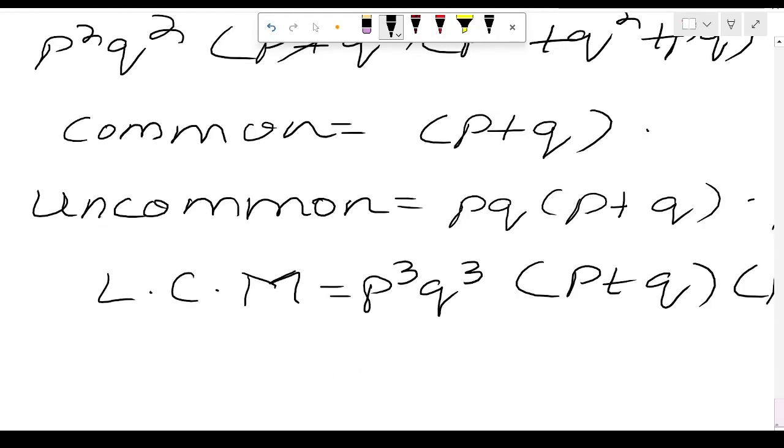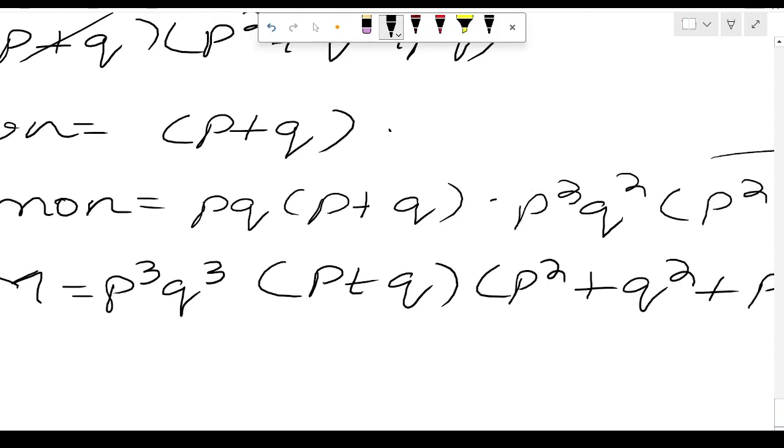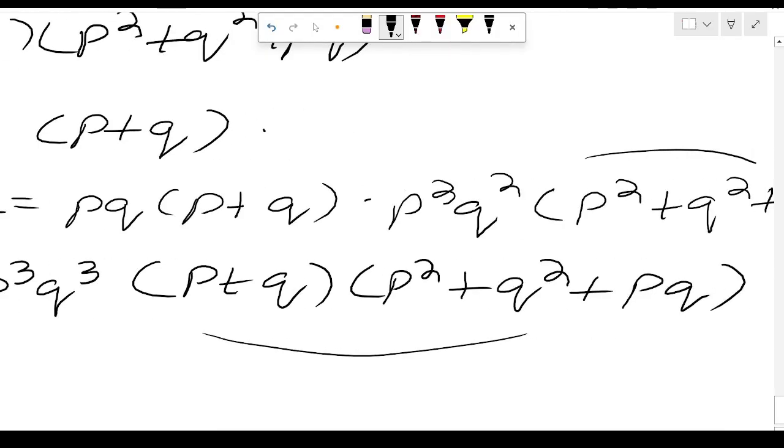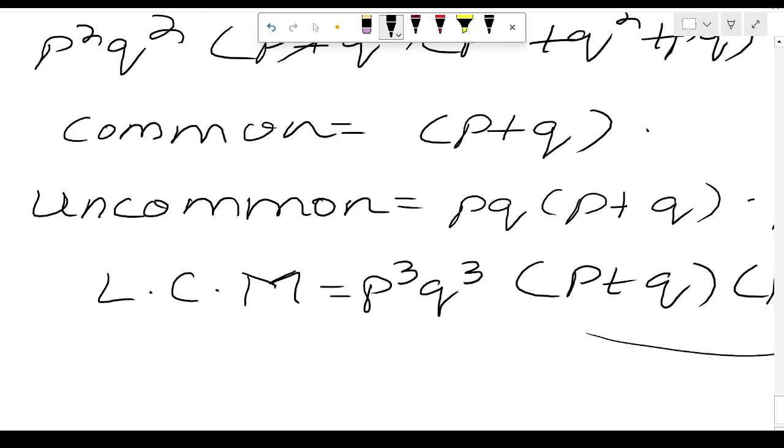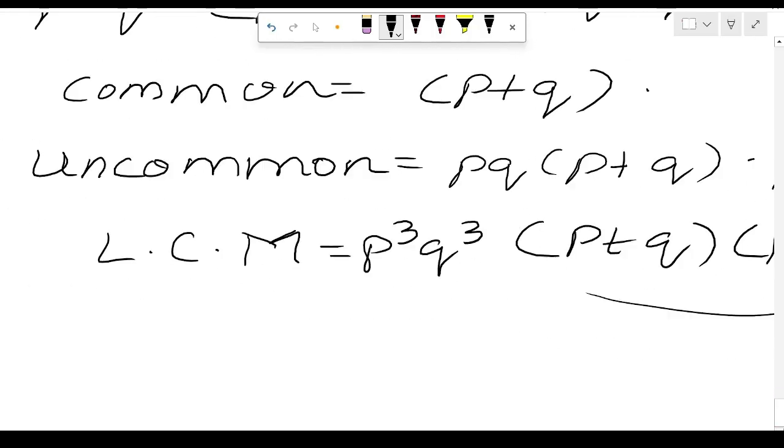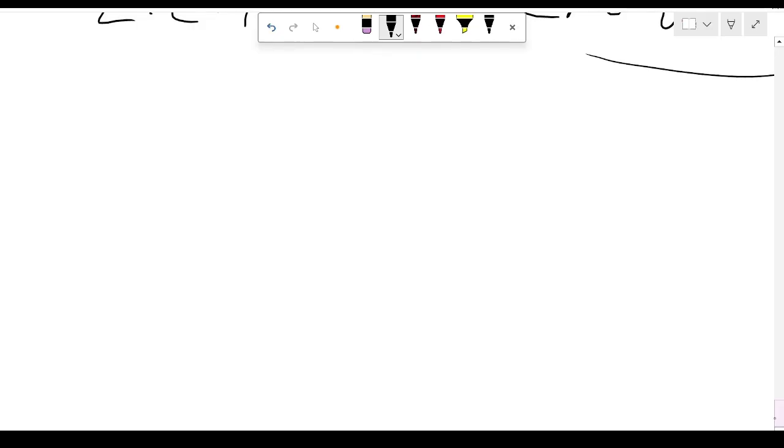Now what do we need to do? We can just simplify this much further. So p plus q and p square plus q square plus pq is also equal to a cube minus b cube, and I think I made a mistake right here. This will be subtracted, and here we will have addition. So this is our answer for question number 10. Now let's move on to question number 11.